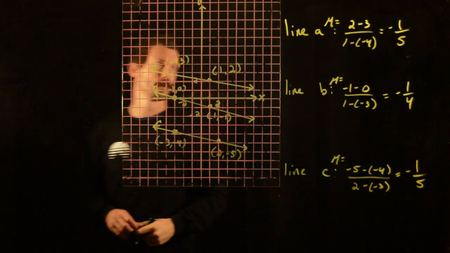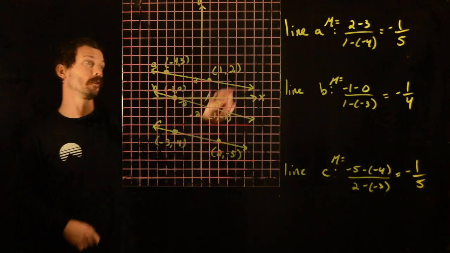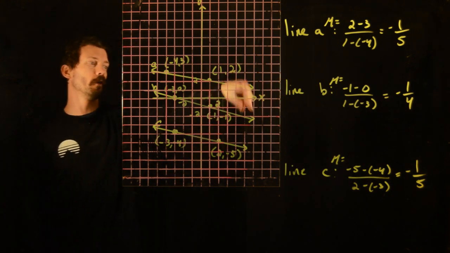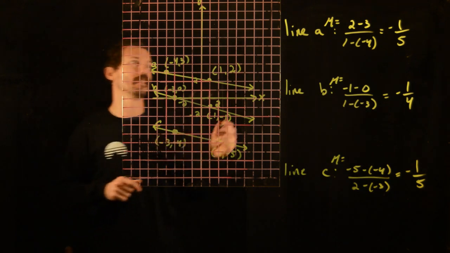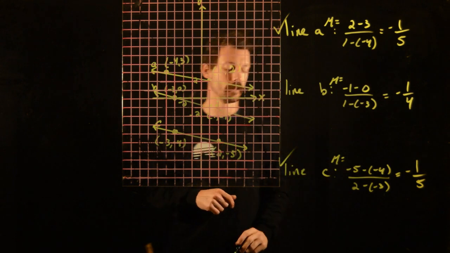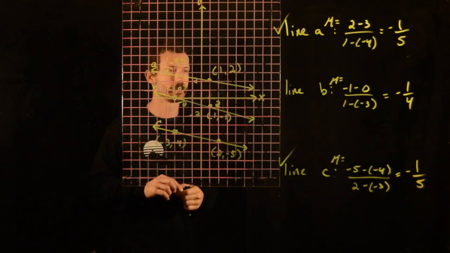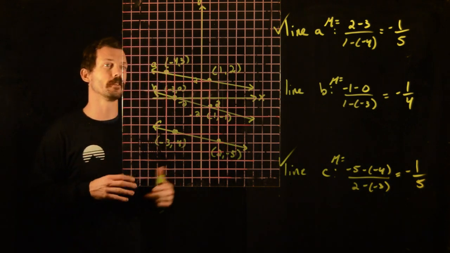Alright, now that you've done those calculations, I have the slopes of line A, line B, and line C. You can see that we have -1/5, -1/4, and -1/5. So looking at this, we can determine that line A and line C are the parallel lines, and that's what they're asking us for: to determine which of the lines are parallel. You would say line A and line C are parallel because they share the same slope.